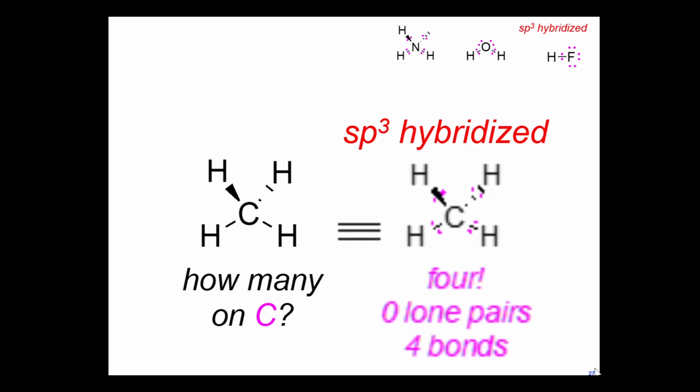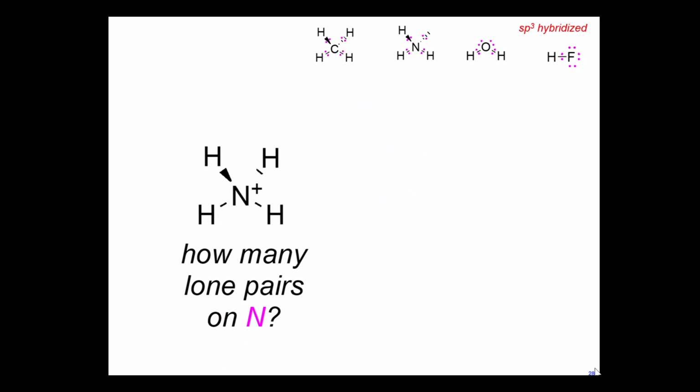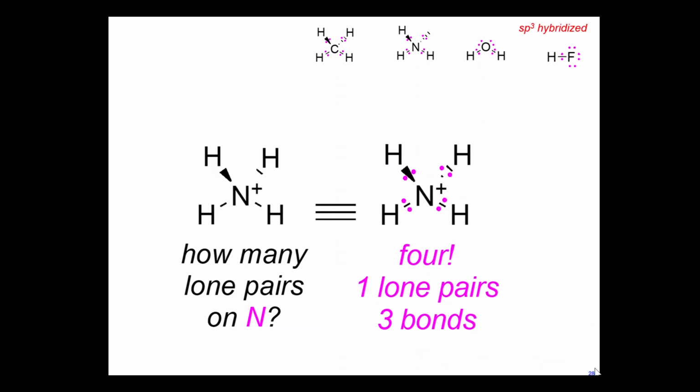Let's talk a bit about charged things. The ammonium cation. How many lone pairs, Yuan? There are no lone pairs. How many bonds? There are a total of 4 bonds. So what's the shape? Tetrahedral. And what's the hybridization state? Still sp3.